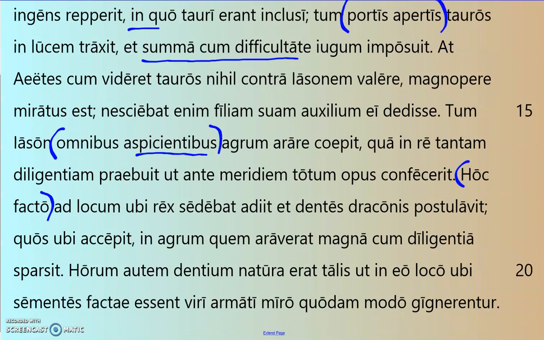And what else do we have here? Ablative of manner. How did he do it? With great diligence. In that place, ablative place where, object of preposition. And here, miro quodam modo, another ablative of manner. How were they born? In a certain miraculous way.